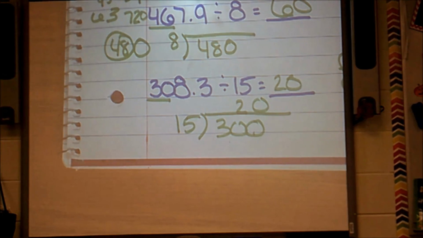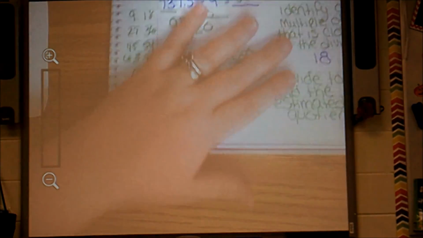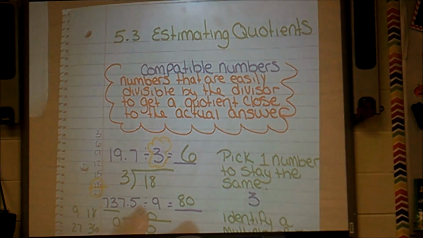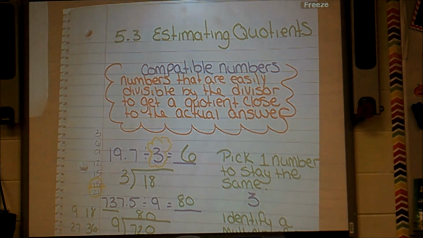I hope you feel successful with this, and can identify where you fall on our learning scale when it comes to estimating quotients. Please write on your notes your learning scale level, whether you're a 1, a 2, a 3, or a 4, when it comes to estimating quotients.